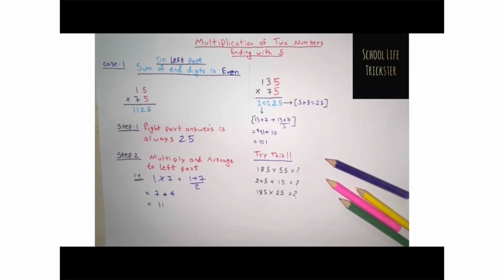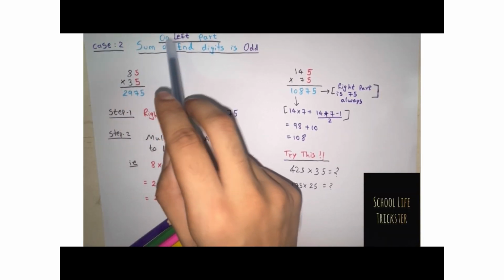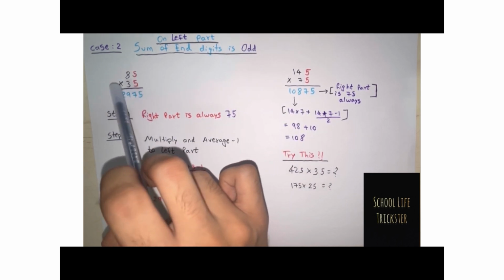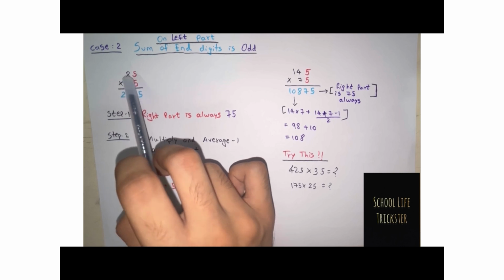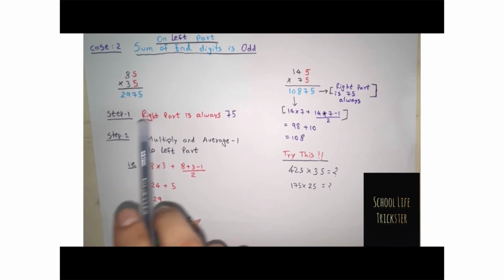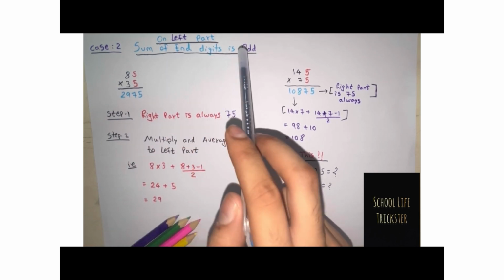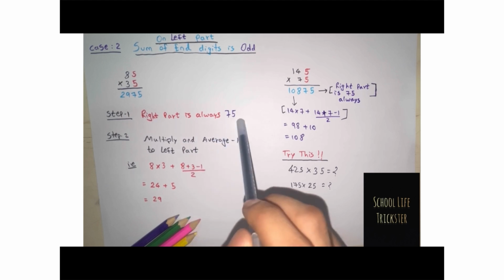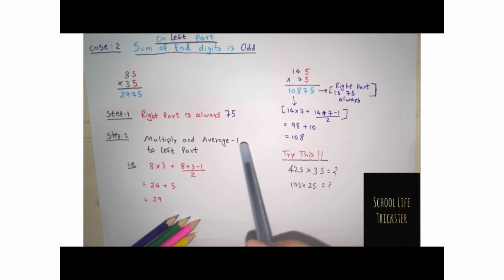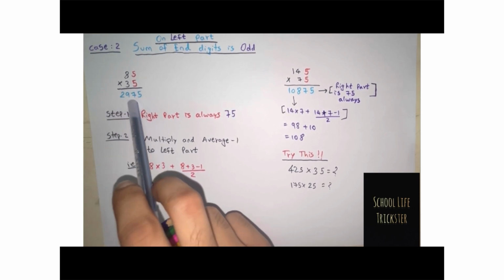Now try these sums. Case 2. On the left part, the sum of digits is odd, that is 85 into 35. Left digits are 8 and 3. The addition is 11, that is an odd number. So we can use this case. Step 1: when the sum of the left digits is odd, the right part is always 75, not 25. Step 2: multiply and average minus 1, that is 8 into 3 plus 8 plus 3 minus 1 divided by 2, that is 24 plus 5, 29. So the answer is 2975.